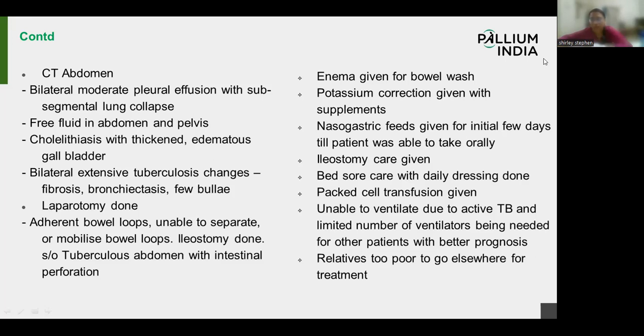So the physician was not very keen to intubate and ventilate him. Also at that time, we did not have enough number of ventilators, so we could not use it for him. And though we referred, the relatives were too poor and they could not go elsewhere for treatment.